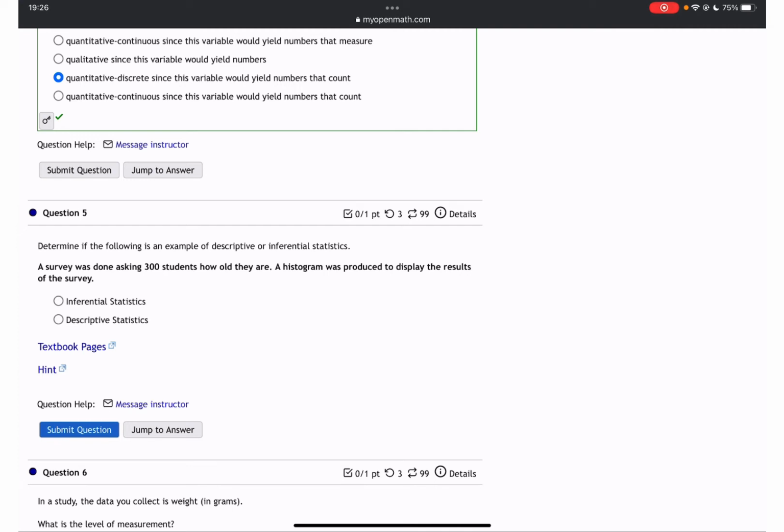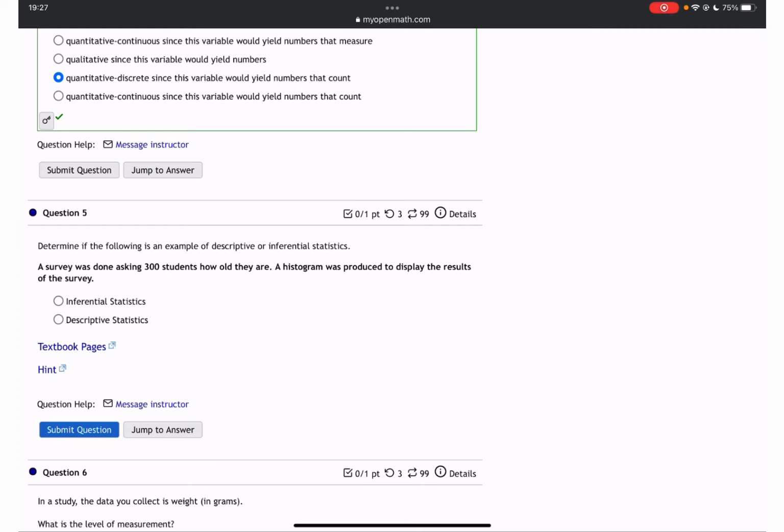Okay, descriptive and inferential statistics. Let me explain real quick. Statistics has two branches: descriptive and inferential. Descriptive statistics is the one that collects data, organizes data, and analyzes data. And then passing to inferential statistics, that is going to make sense out of the information given by descriptive statistics, meaning draw conclusions. Okay? So let's read the question.